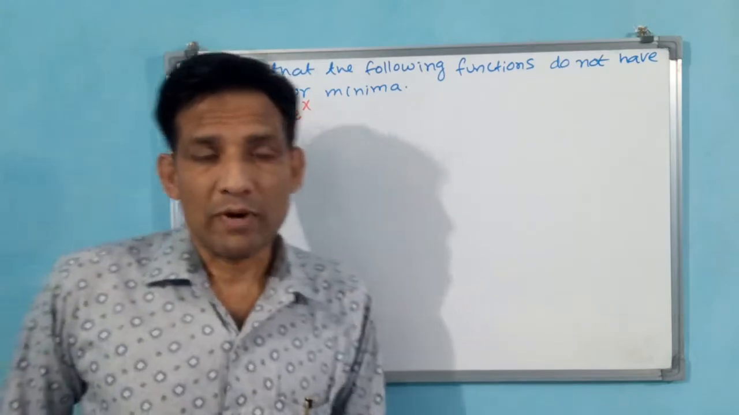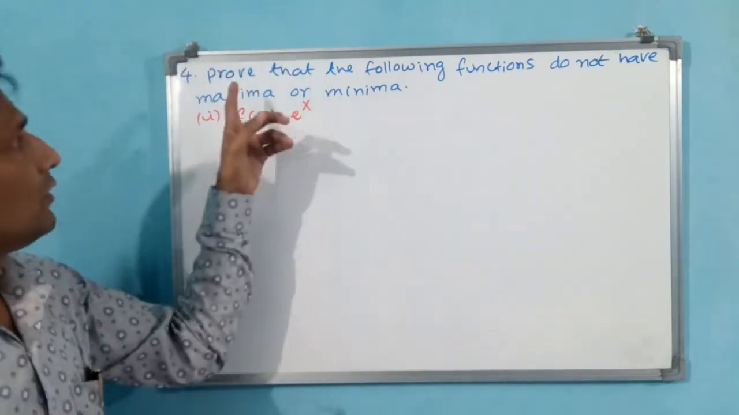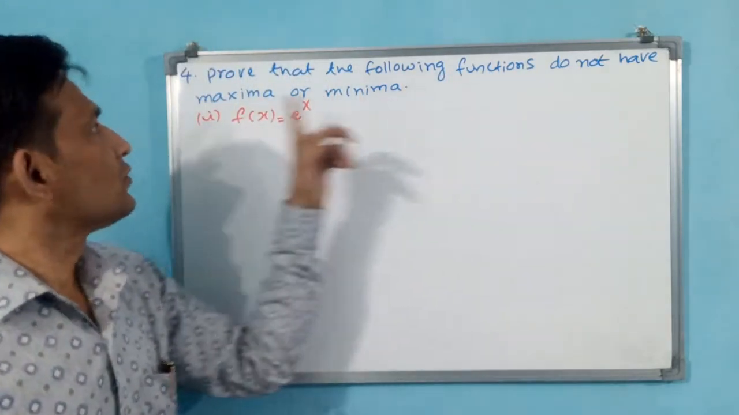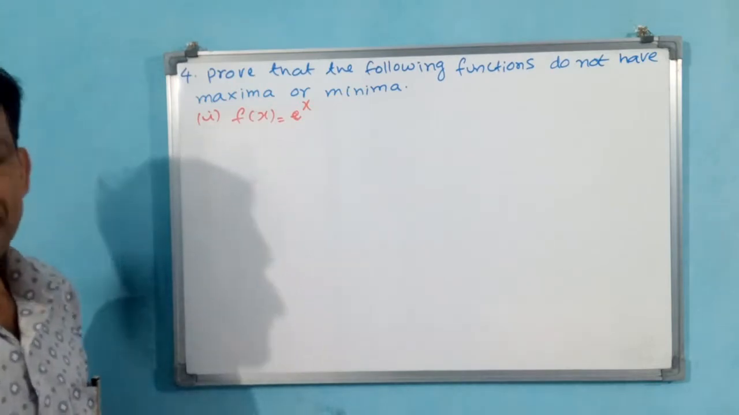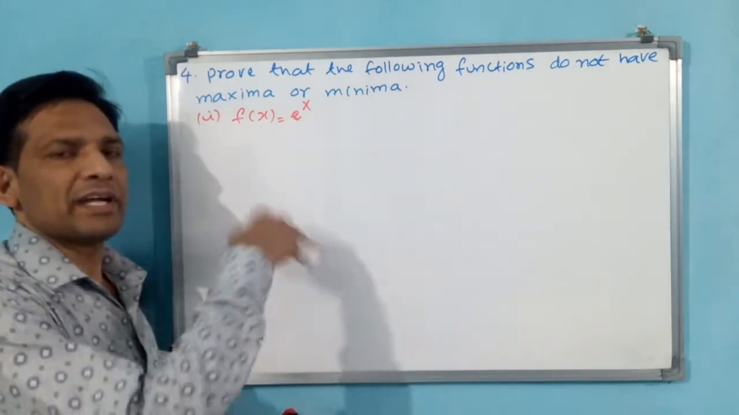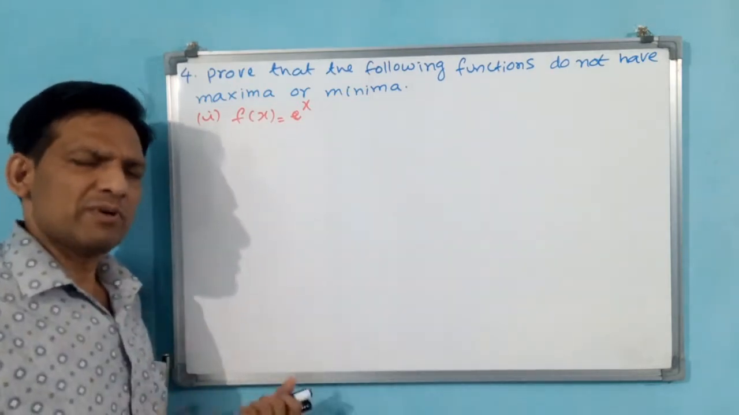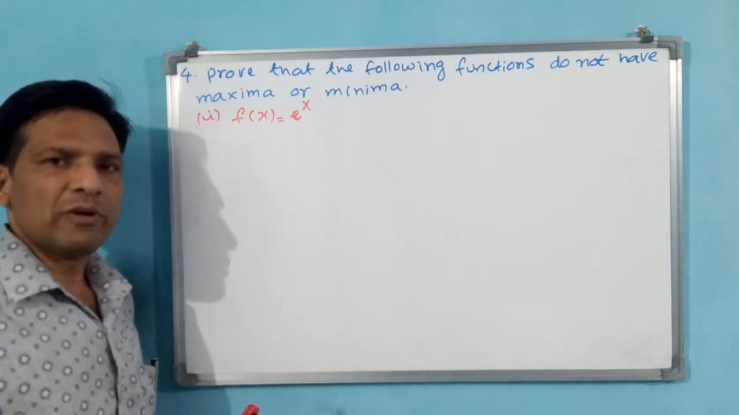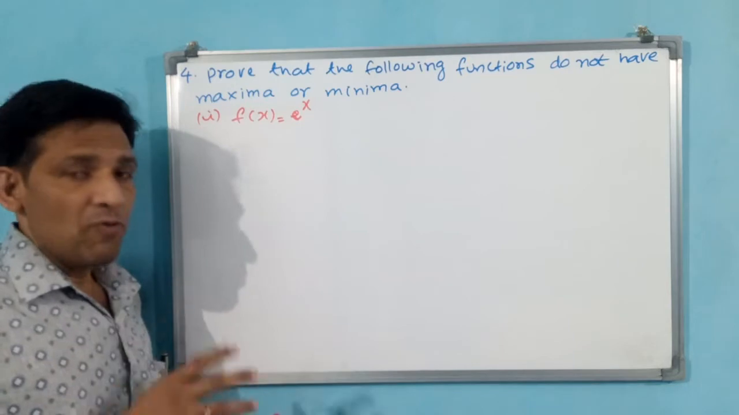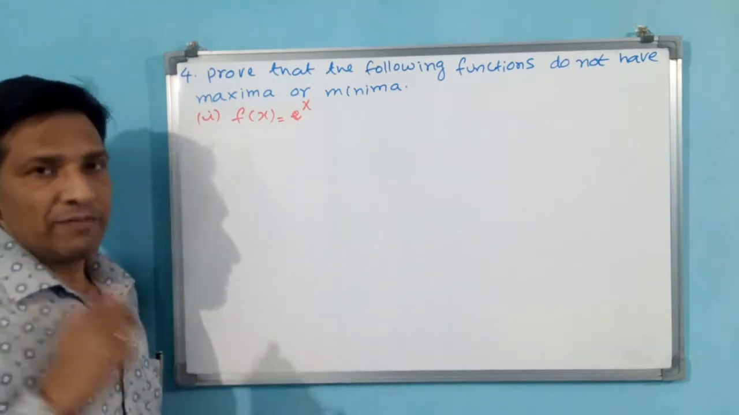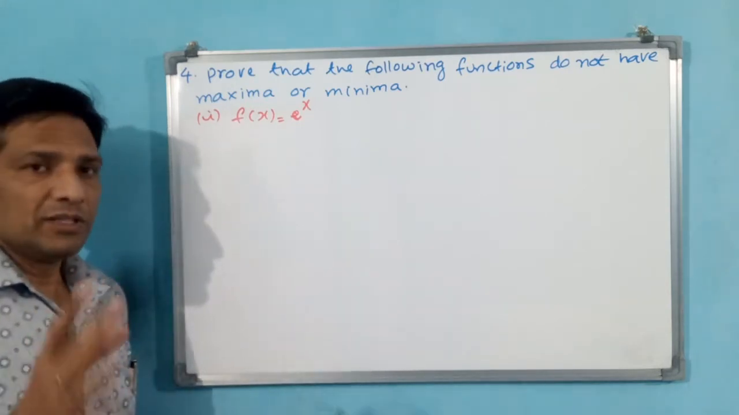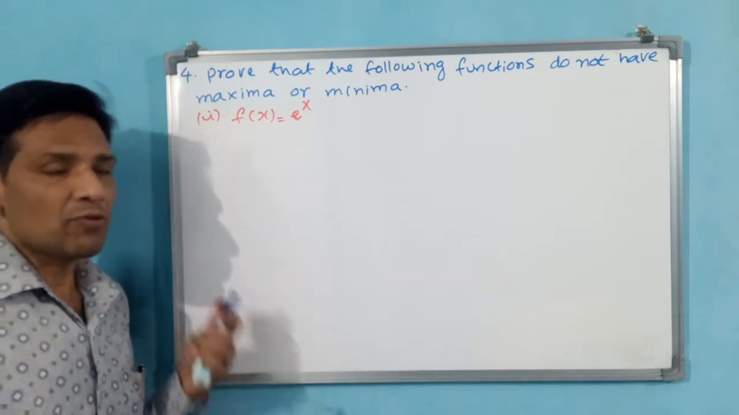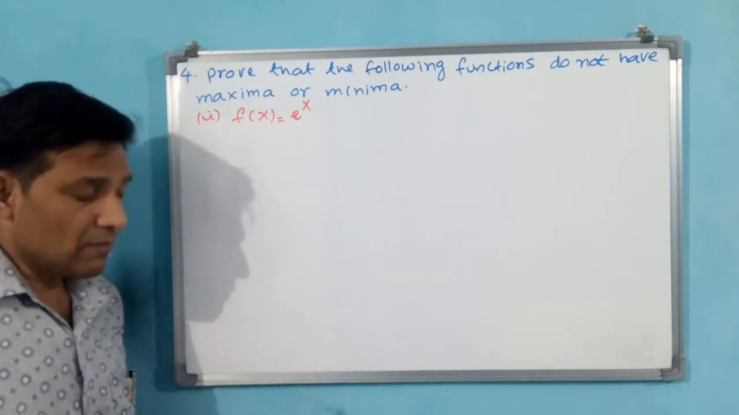You see the 4th question, 3 parts are given. Prove that the following functions do not have maxima or minima. Until now, for any function we took, we found a local maxima or minima, maximum value, minimum value, whatever it may be. But now, for this question, the 3 functions are such that they do not have maxima or minima, and we have to prove that. What are those functions?